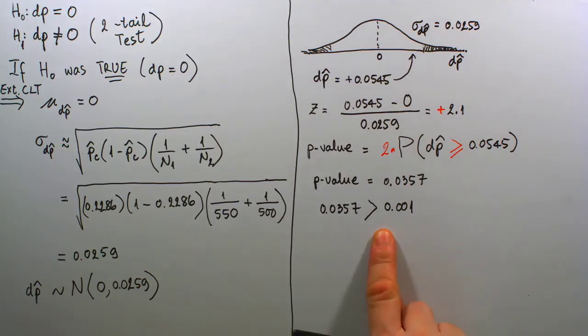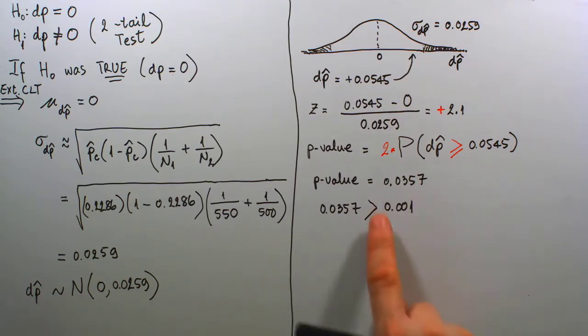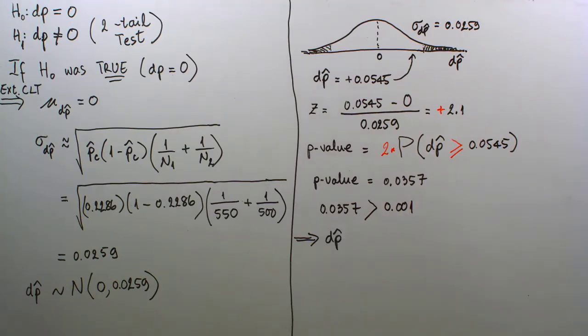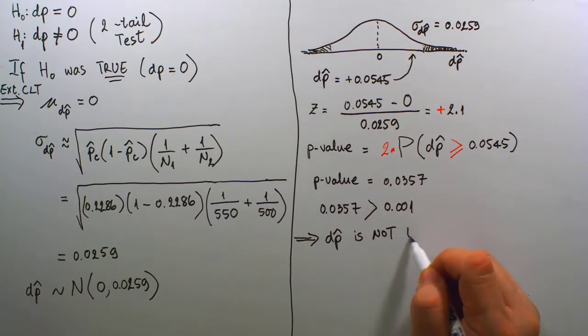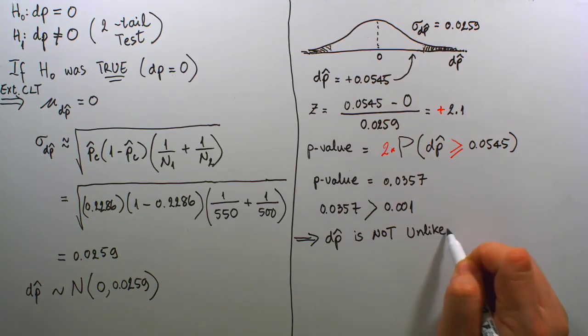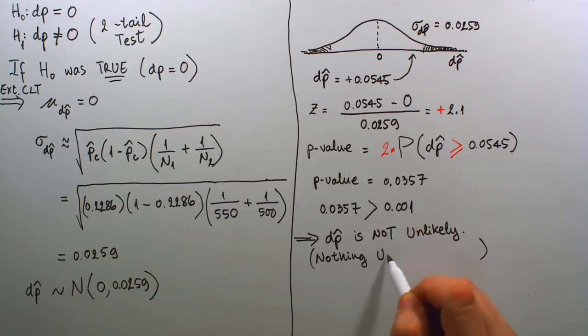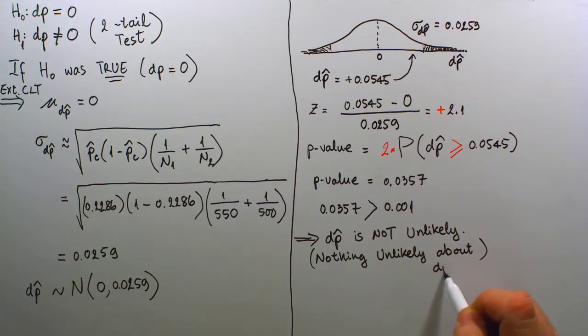So in this case, for this particular test, since the final p-value is exceeding, or being above, the given significance level, at this significance level I'm saying that the dp hat we have found is not unlikely. Or another way of saying, nothing unlikely about this sample we're currently having, about the dp hat that we're currently having.